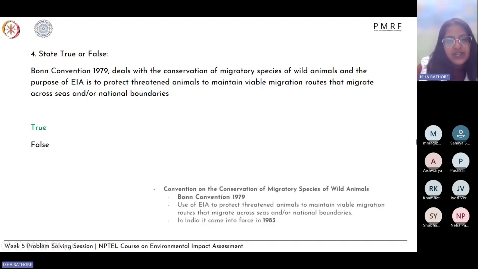The Bonn Convention of 1979 is also known as the Convention on the Conservation of Migratory Species of Wild Animals, and it deals with the use of EIA to protect threatened animals to maintain their viable migration routes, such that they can migrate across seas and national boundaries. So the statement is true, and in India, the convention came into force in 1983. Okay. So moving on to the next question.